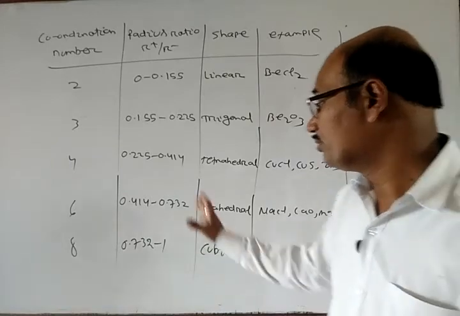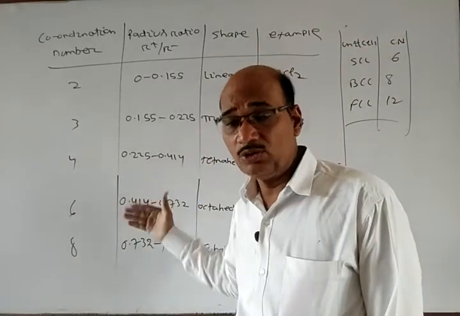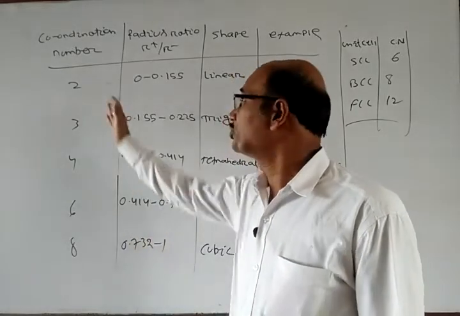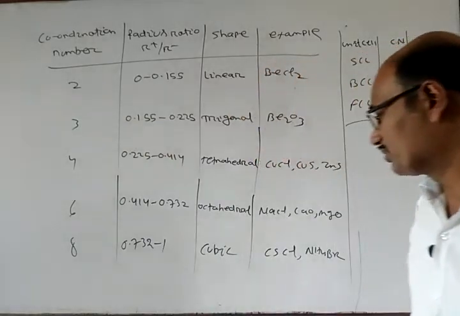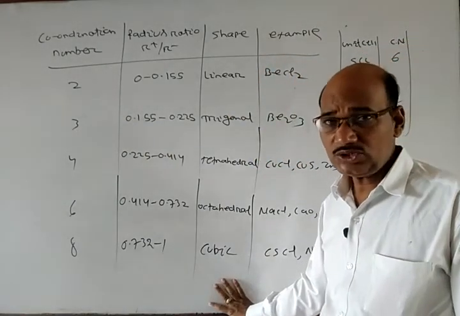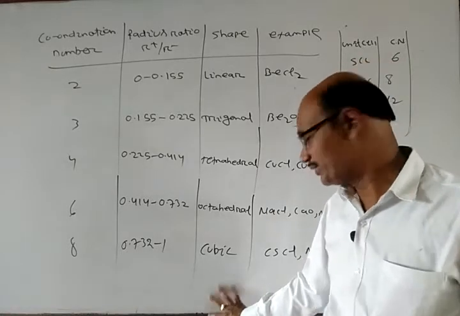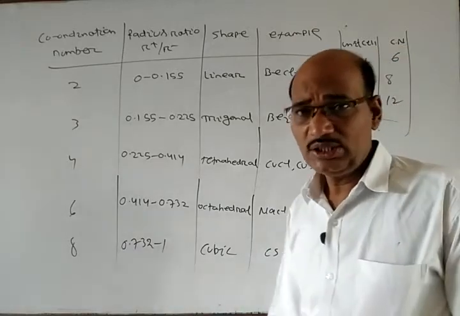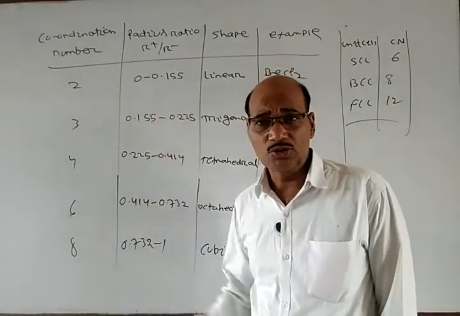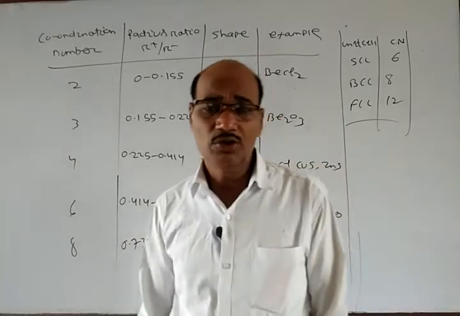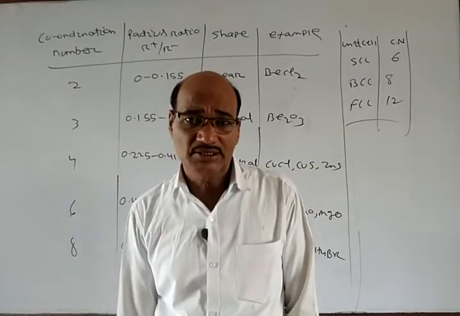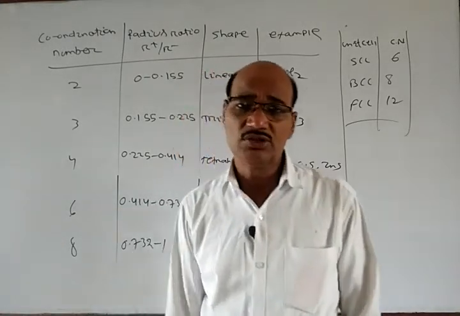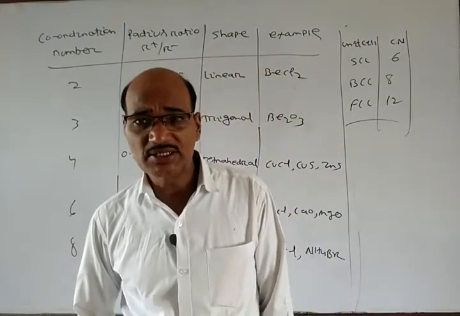Similarly, when the radius ratio value ranges from 0.732 to 1, then the coordination number becomes 8 and the shape becomes cubic. So for a cubic crystal, the coordination number is 8. So CsCl, NH4Br are the examples we have taken here. So this is about your radius ratio value, coordination number value, and how to determine the shape of the ionic crystal from the radius ratio value and coordination number. Next, we will discuss your packing of solids with voids.